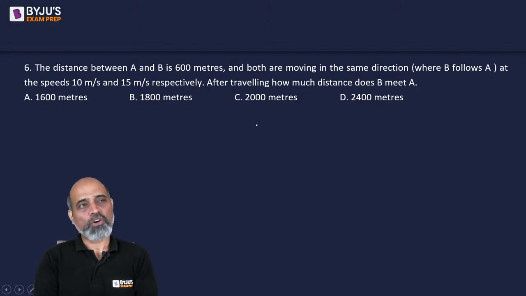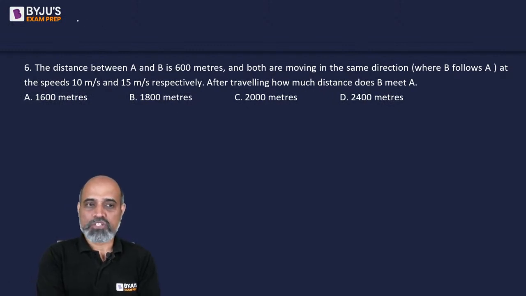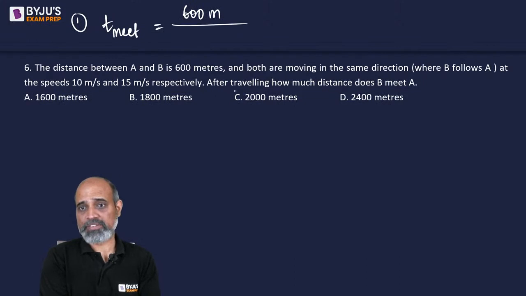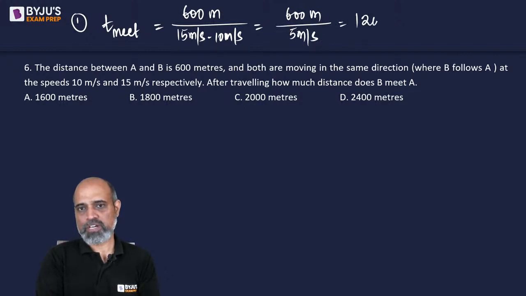Out of all the 3 methods, the first method is obviously not something I will take side of. The next 2 methods are going to be easier and much better to use. So the first approach is, I will first of all find out how much time they are going to take to meet. Just like the previous question, it is total distance divided by difference of their speeds, which is 15 meters per second minus 10 meters per second, which is 600 meters divided by 5 meters per second, giving us 120 seconds.